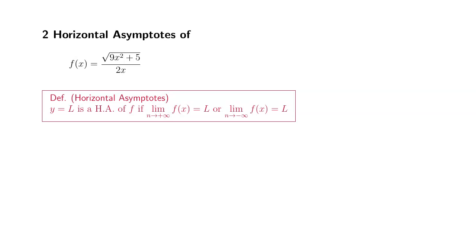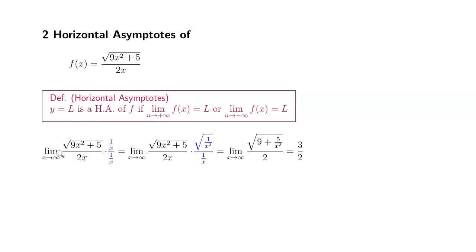All right, let's try to find two horizontal asymptotes of the following function. f of x is equal to square root of 9x squared plus 5 over 2x. Remember that the horizontal asymptotes are defined based on the limit at positive infinity and also the limit at negative infinity. So let's look at the limit at positive infinity first.